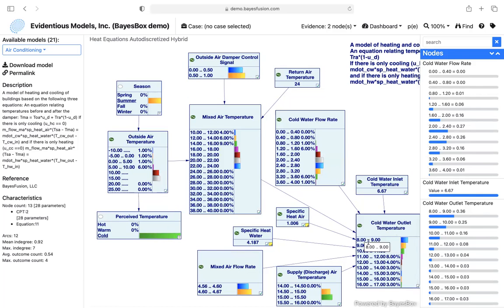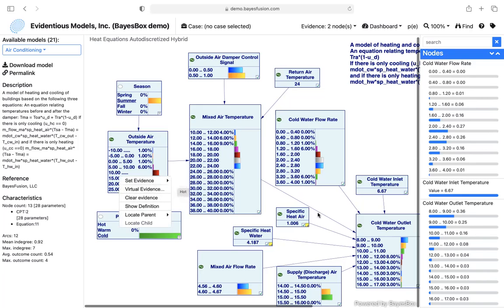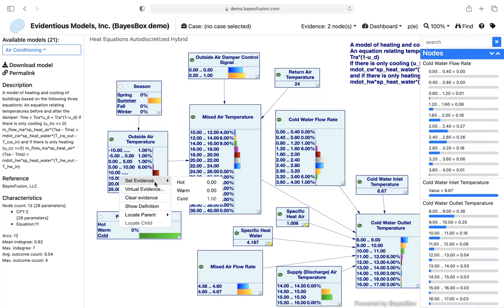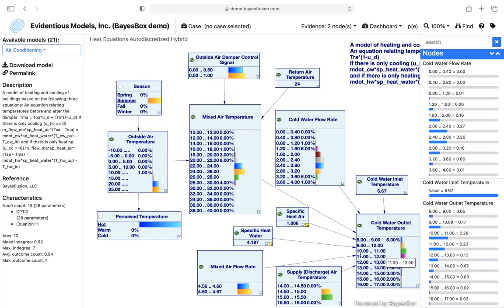What we see is a numerical interval chart, and in this chart, the highest probability is for the temperature to be between 8 and 9 degrees. Now, if I change the perceived temperature to be hot, you'll automatically see a change over here. Now, the highest probability is for the cold water outlet temperature to be between 10 and 11. Likewise, we can model all these charts and we can see how to use these for decision making.